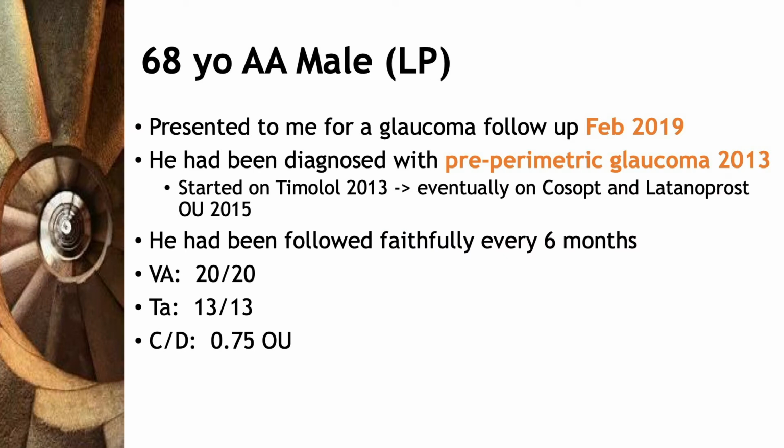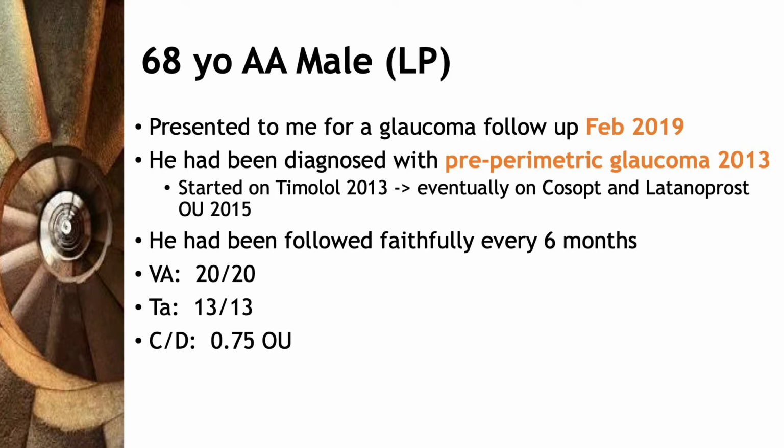This is a 68-year-old African-American male who was inherited to me in 2018 or 2019. And so this is when he comes to me for glaucoma follow-up on one of the visits. It's February 2019. As I said, he'd been diagnosed with pre-parametric glaucoma back in 2013, and in fact was originally seen in 2012. They thought he had pre-parametric glaucoma. The pressure was high enough that they were concerned, so they started him on timolol. Eventually, over the course of a few years, he was on Cosopt and latanoprost, and this was back in 2015. The remarkable thing about this guy is he'd been followed faithfully every 6 months.